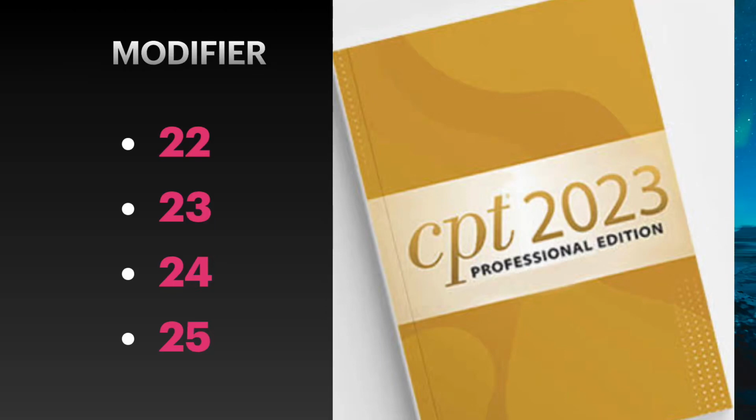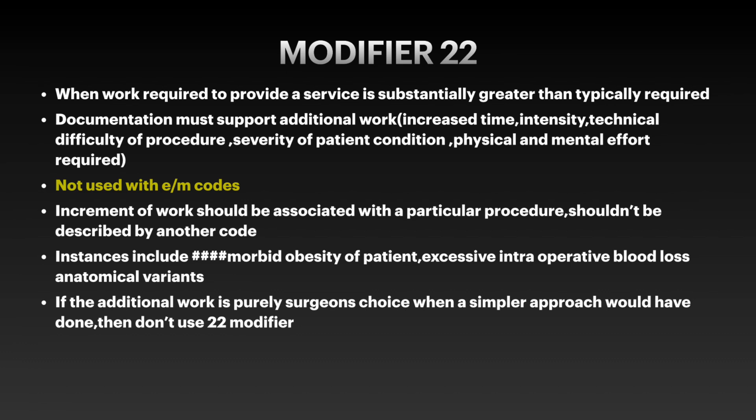In today's section, let's have a look at Modifier 22, 23, 24 and 25. When the work required to provide a service is substantially greater than typically required, in that situation Modifier 22 can be used. For that, documentation must support the additional work in terms of increased time, intensity, technical difficulty of procedure, severity of patient condition, physical and mental effort required, etc.